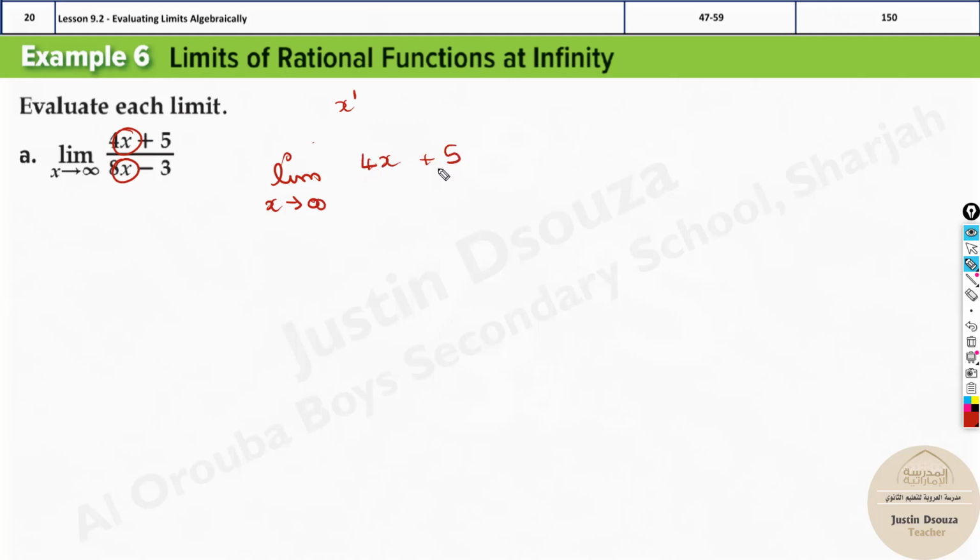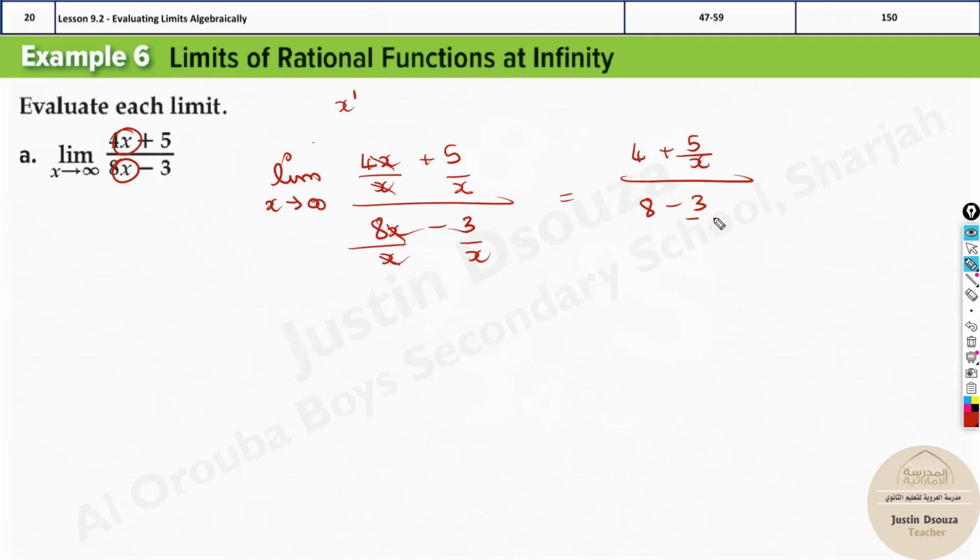4x plus 5 is there, right? Divide this by the highest degree over here, x, this also by x, and the denominator is the same thing, -3 divided by x divided by x. Now simplify, what are the answers? We have 4 over here because x and x cancel, here also, plus 5 by x divided by, what do I have in the denominator? It's 8 and -3 by 6.